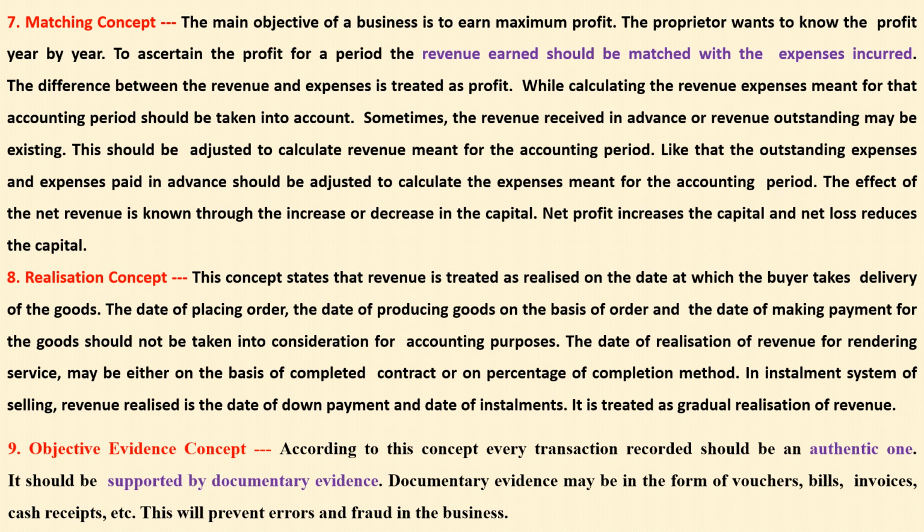Then, objective evidence concept. According to this concept, every transaction recorded should be an authentic one. It should be supported by documentary evidence. Documentary evidence may be in the form of vouchers, bills, invoices, cash receipts, etc. This will prevent errors and fraud in the business.